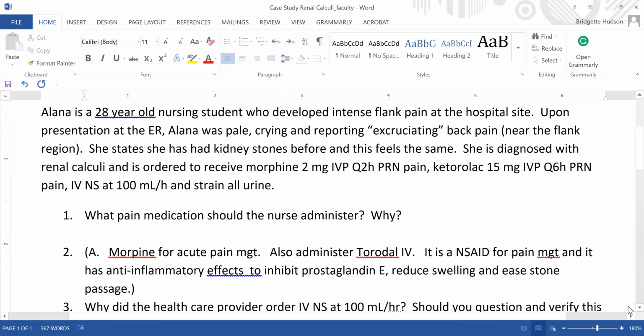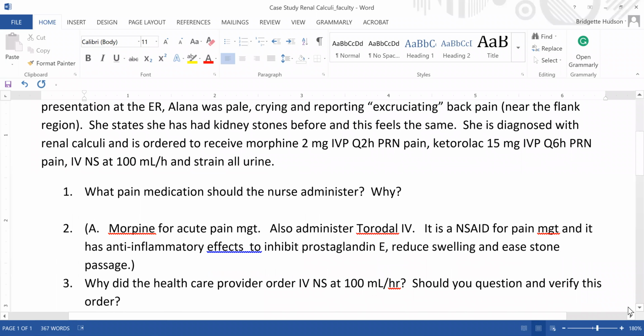All right. So why did they decide to give her 100 mils per hour? And should you question this particular order?